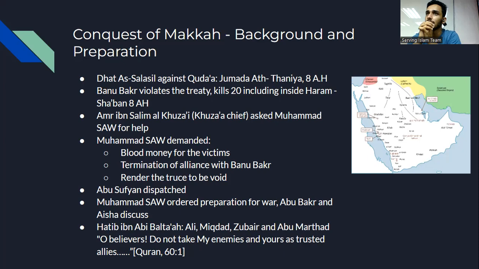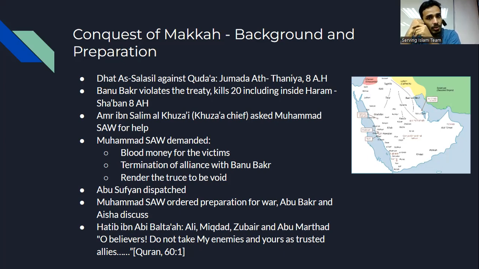Right, so 20 people were killed. So how many camels in total? That's like 2,000 Ferraris, right? So you either pay 2,000 Ferraris or camels, right? Or you terminate the alliance with Banu Bakr. Or, if you do none of that, then we will render the Treaty of Hudaybiyah to be void. Okay, so it will not be applicable anymore.